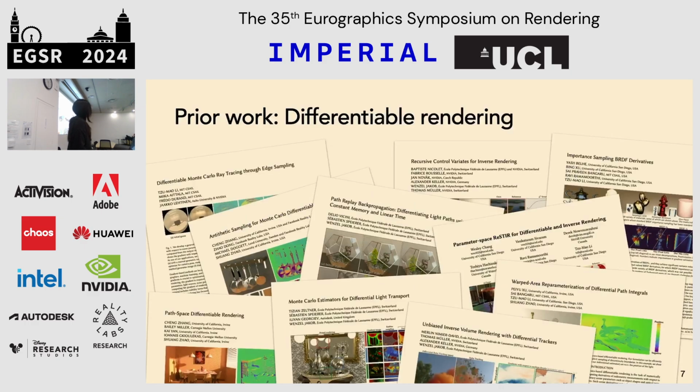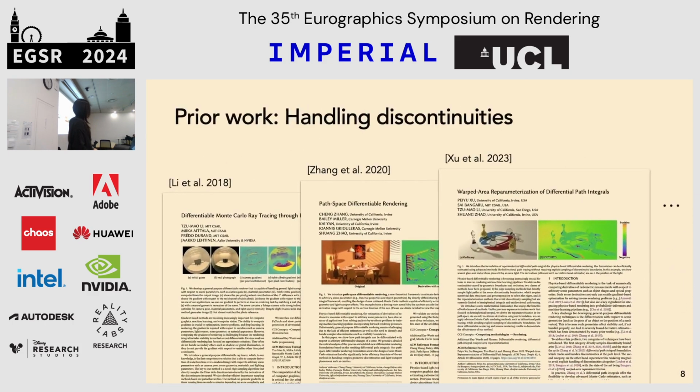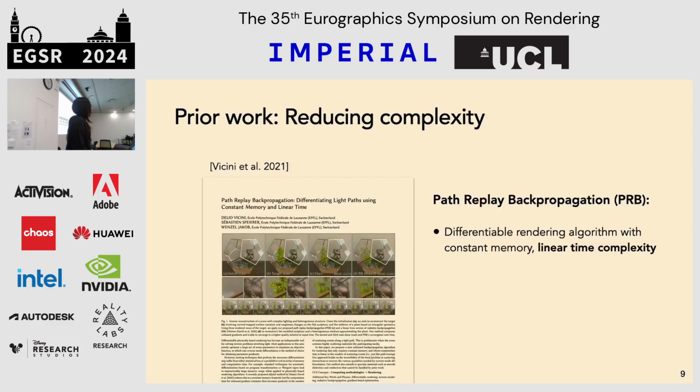In recent years, many advances have been made in differentiable rendering, and one important line of work aims to generalize differentiable rendering to deal with complex visibility-driven discontinuities. Our work does not deal with these, so we will only optimize parameters that do not affect visibility. Within this framework, an important algorithm that I'll refer to is the path replay backpropagation algorithm, which improved the time complexity of differentiable rendering from quadratic to linear.